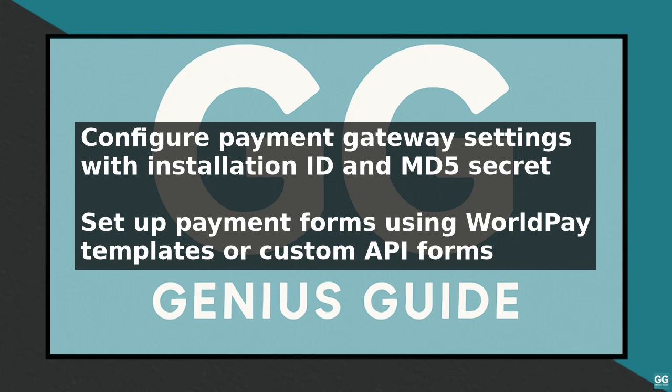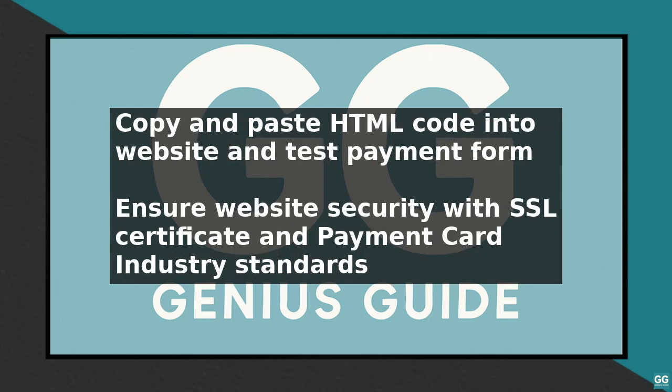After configuring your payment gateway settings, you will need to set up your payment forms. WorldPay provides a range of payment form templates that you can customize to match your website's branding. You can also create your own custom payment forms using WorldPay's API. To add the payment form to your website, you will need to copy and paste the HTML code provided by WorldPay into your website's code. Make sure to test the payment form to ensure it is working correctly and that payments are being processed successfully.